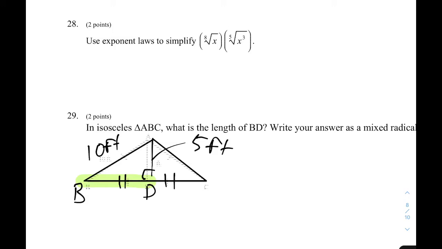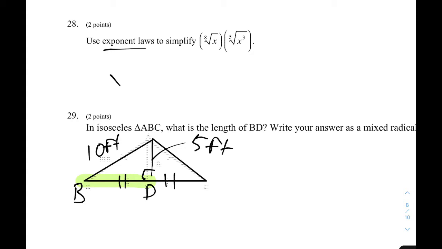Okay, we're on our last page here. It says use exponent laws. Question 28: use exponent laws to simplify the 8th root of x times the 5th root of x cubed. Exponent laws we can use to simplify that. We can't do anything with it as a radical, just as it is. We have to change it to an exponent to make it nicer.